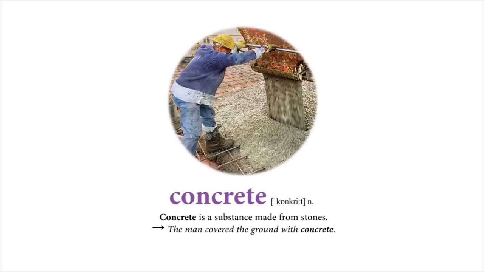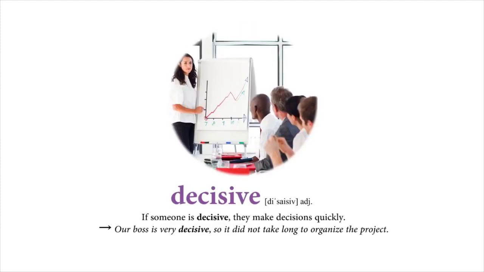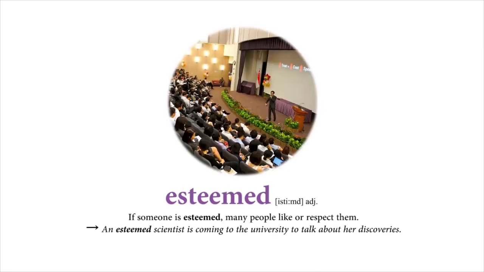Concrete. Concrete is a substance made from stones. The man covered the ground with concrete. Decisive. If someone is decisive, they make decisions quickly. Our boss is very decisive, so it did not take long to organize the project. Esteemed. If someone is esteemed, many people like or respect them. An esteemed scientist is coming to the university to talk about her discoveries.